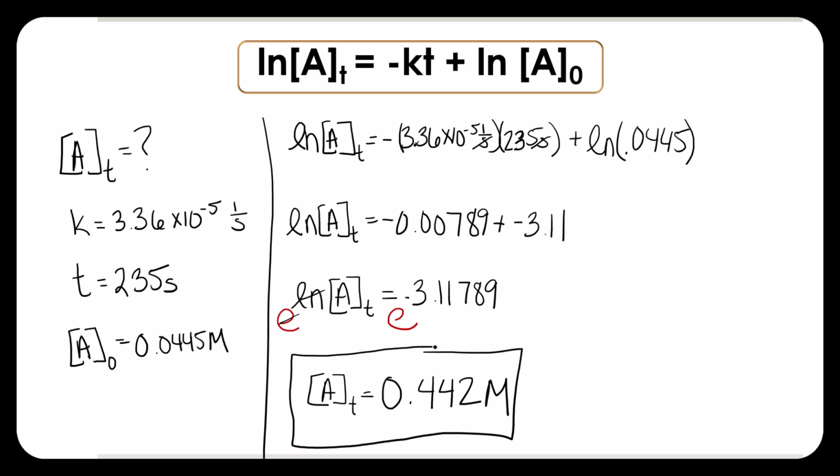Last thing we're going to ask ourselves is, does this make sense? So the original concentration was 0.0445. After 235 seconds have gone by, the new concentration is 0.0442. So it went down just a little bit, not a lot, but that's okay. It went down. That's what we would expect. So that is your second example for first order integrated rate law. I hope you guys found this helpful.